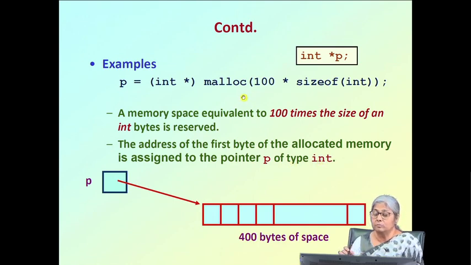The address of the first byte of the allocated memory is assigned to the pointer p of type int, because malloc has two functions, one is it allocates memory and the other is it returns a pointer. Returns a pointer, that means the pointer points to the first byte of the memory. So, if this is the allocated space of 400 bytes for this particular example, then p points to the first byte of these 400 bytes. So, this is the function of malloc, and this example we can use like this.